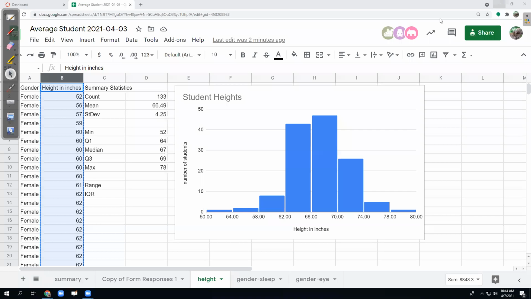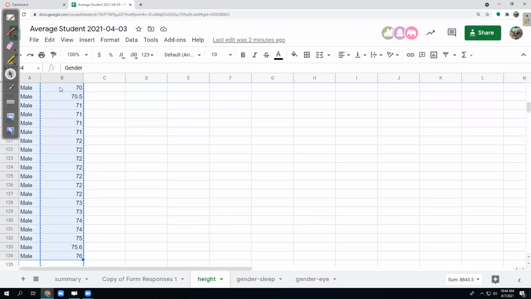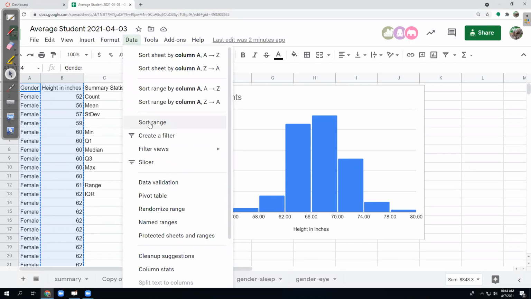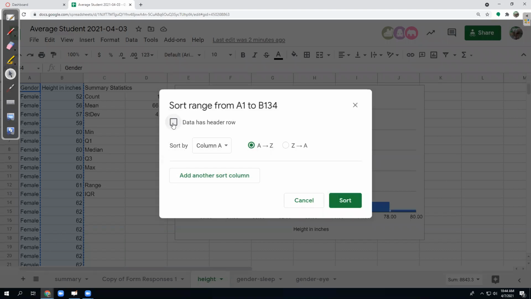All right, so I think I want the data actually sorted not by gender, but just by height. So let me redo that. If I want to change that sort, I highlight all of the data, not the summary statistics, and then I just want to resort by height. So data, just the plain sort range. I can say it has a header row and I can be selective about what I want to sort by. This time I'm only going to sort by height.